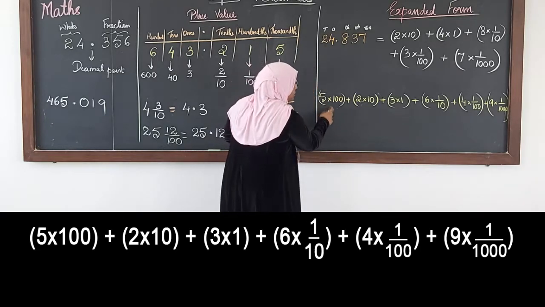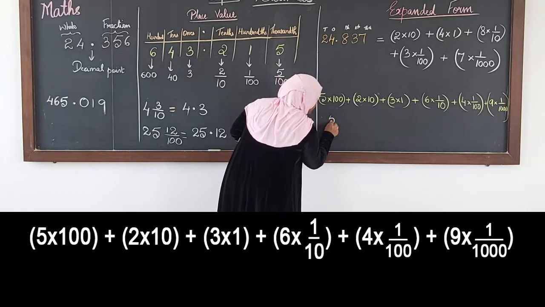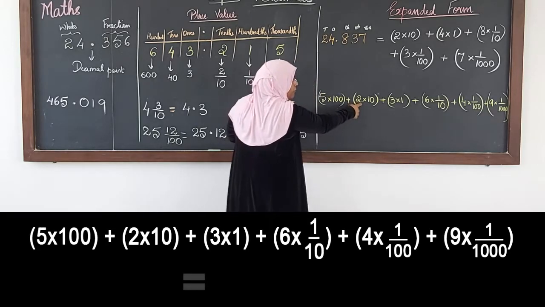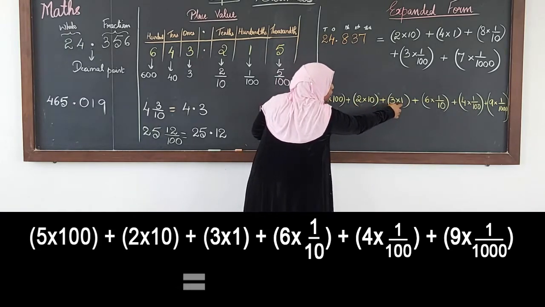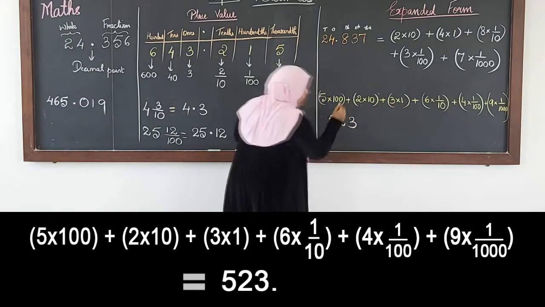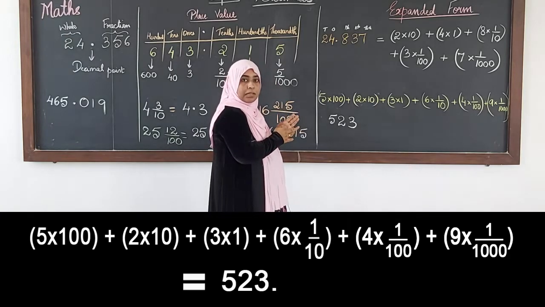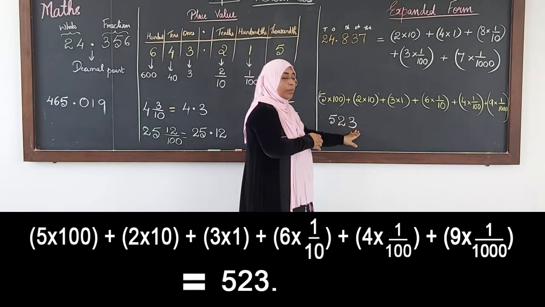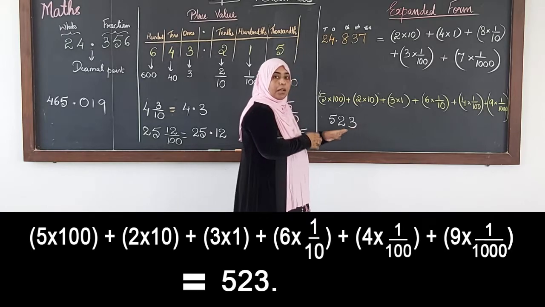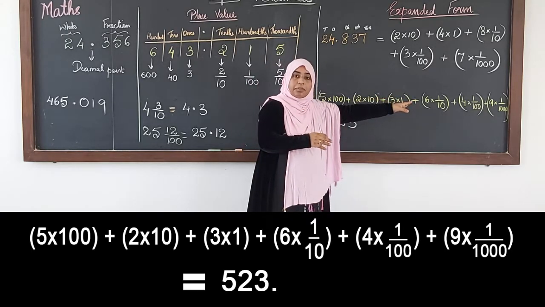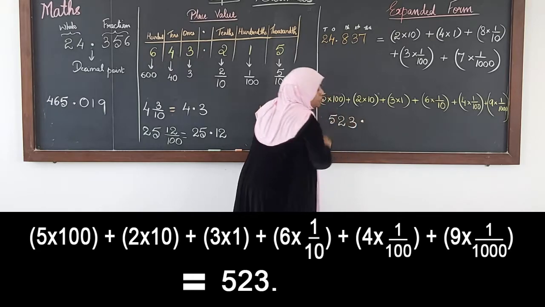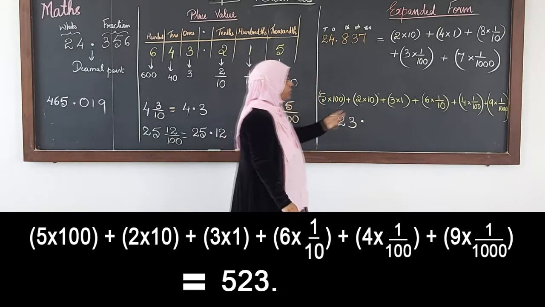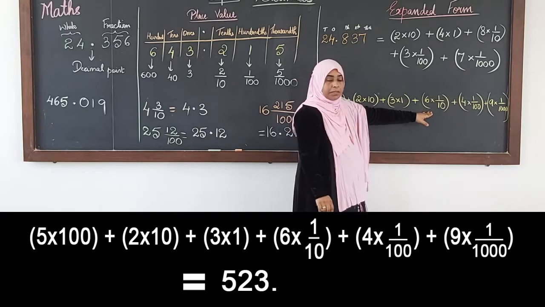So first 500, so 5 in the hundreds place. Then I have 2 tens, 2 in the tens place. And 3 ones, 3 in the ones place. So the whole number that I have got is 523. Okay. Now I have to start writing the fractions, but before that I have to put a decimal point. Then we will start with the fractional part.